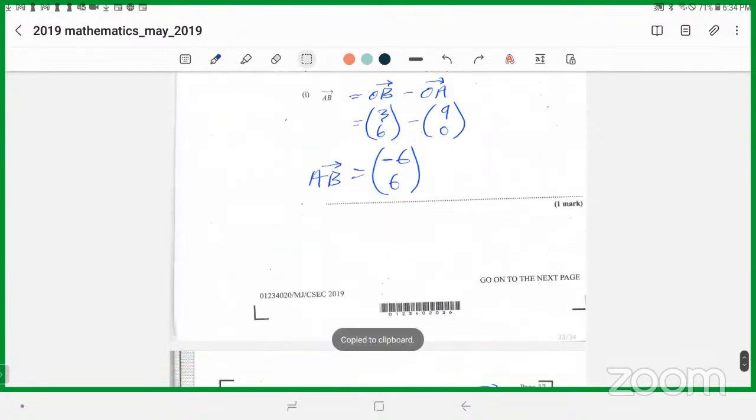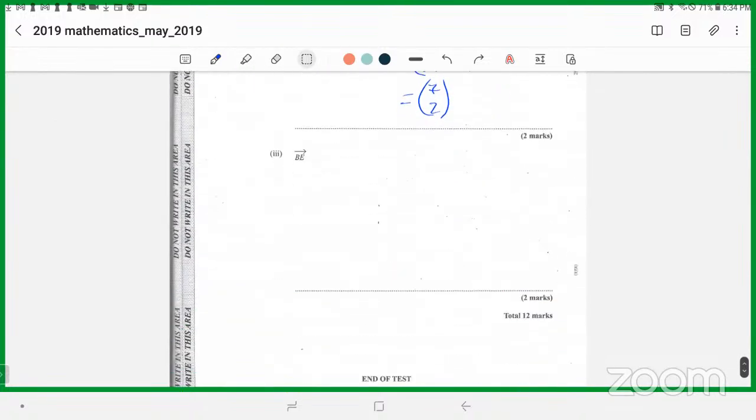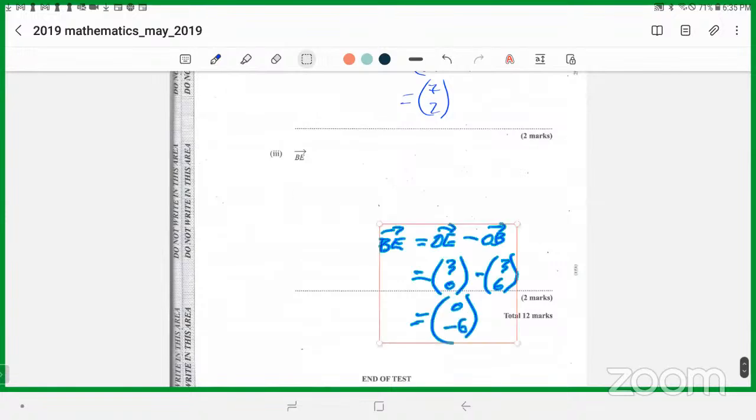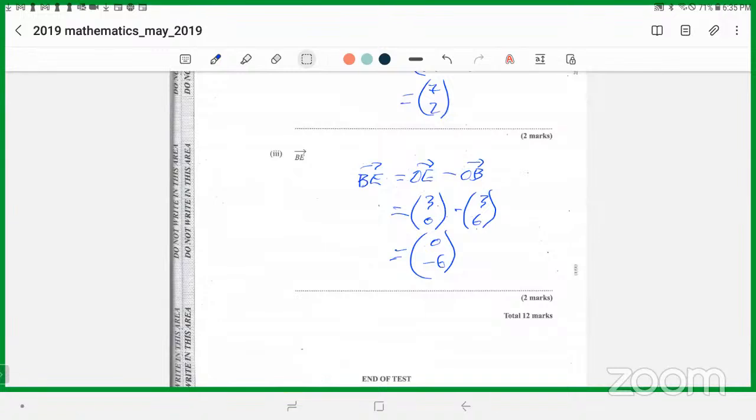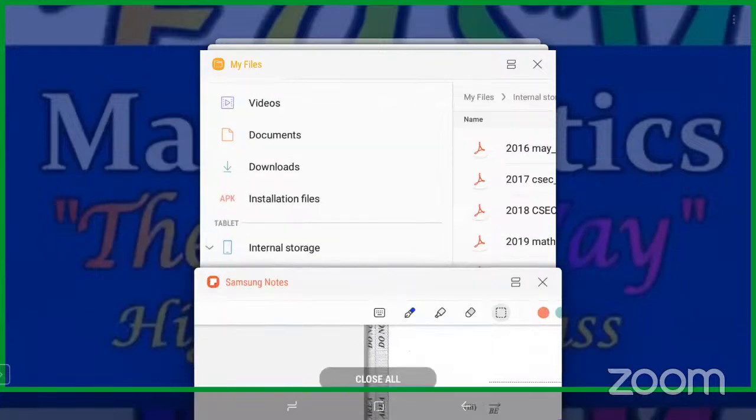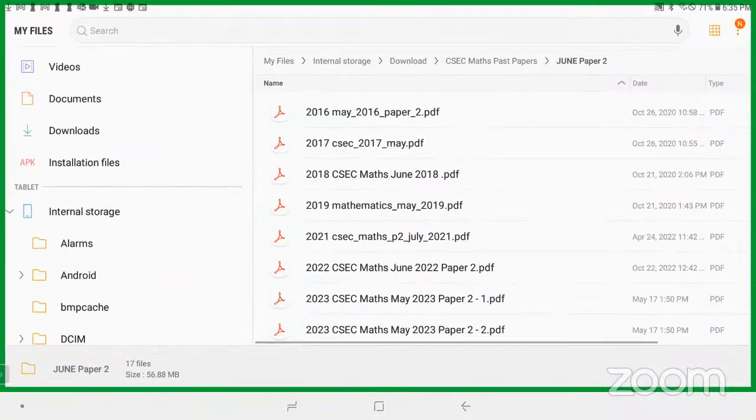I don't see any collinear points question, parallel vectors question yet. So we're going to have to search for some of those for tomorrow's class. All right, that's it. Let's look at 2018.